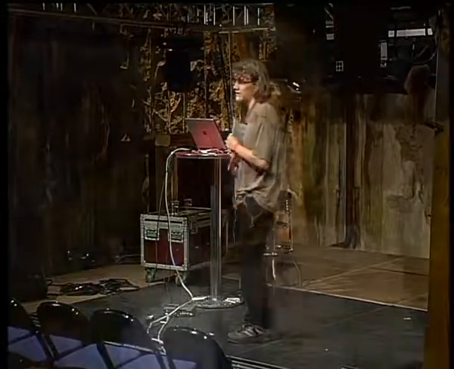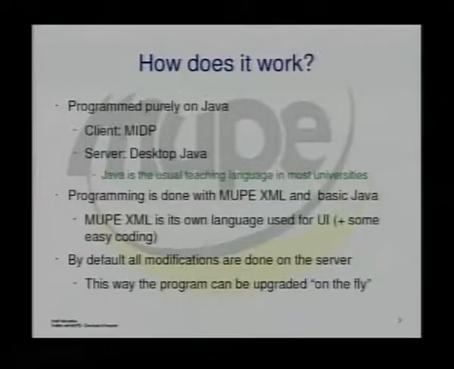Also in Finland, Java is the usual teaching language in most universities, so a first-year student knows enough Java to program with MUPE. There's also MUPE XML, a scripting language which is almost like HTML. There's some basic UI scripting and also some really easy coding, for loops and while loops, which can be done on the client side with the MUPE XML. And all modifications are mainly done on the server.